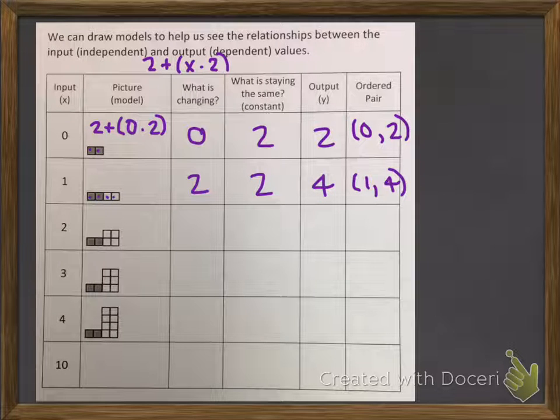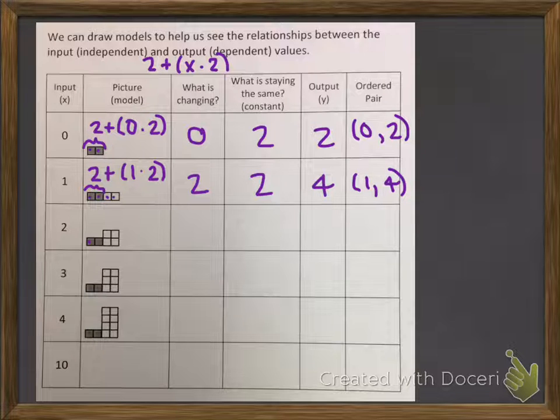And then if we write the rule or the problem, that is 2 plus, and that 2 represents those 2 little gray rectangles. And then I'm going to do the input value, which is 1, times 2. So we have one group of 2 white rectangles here. Let's try the next one.